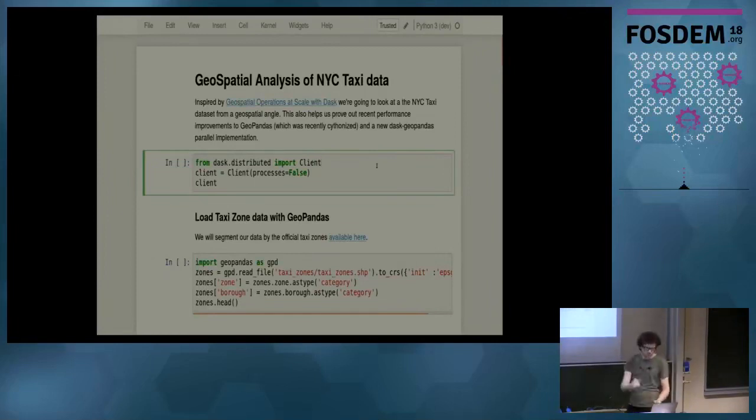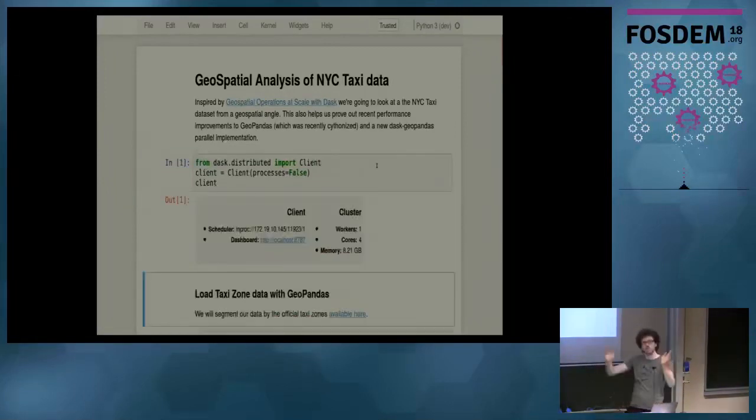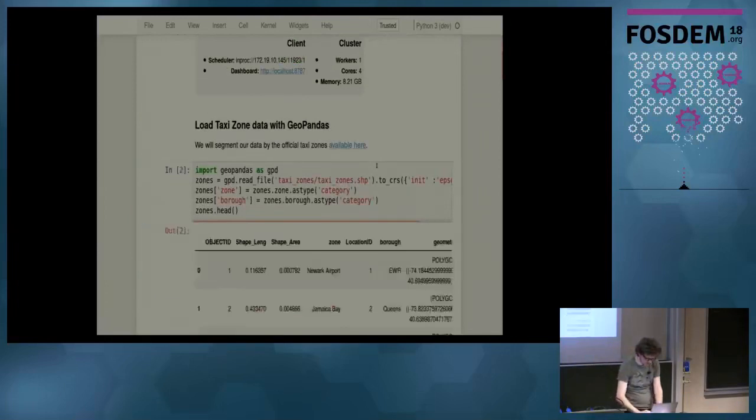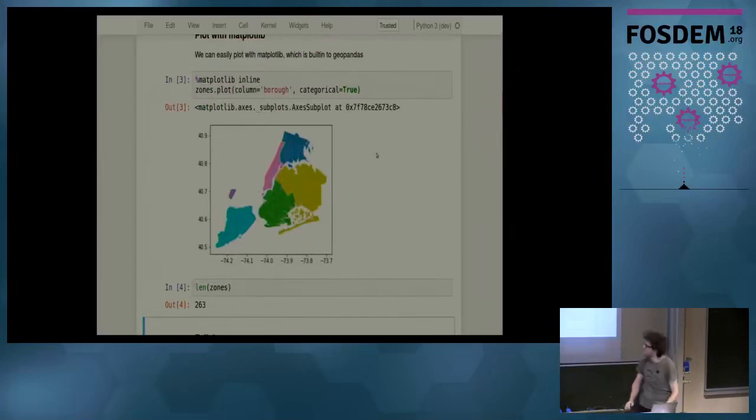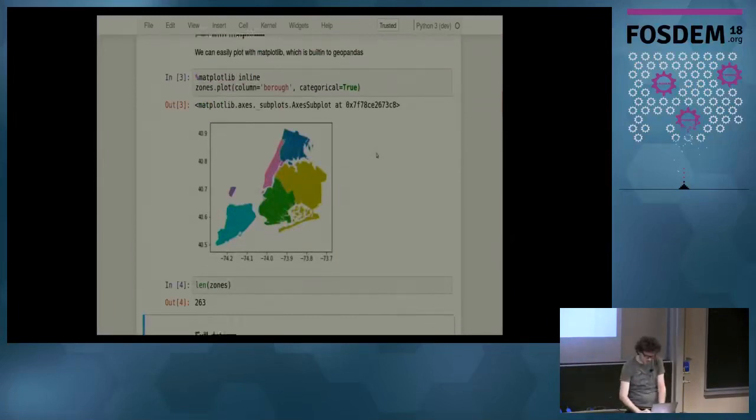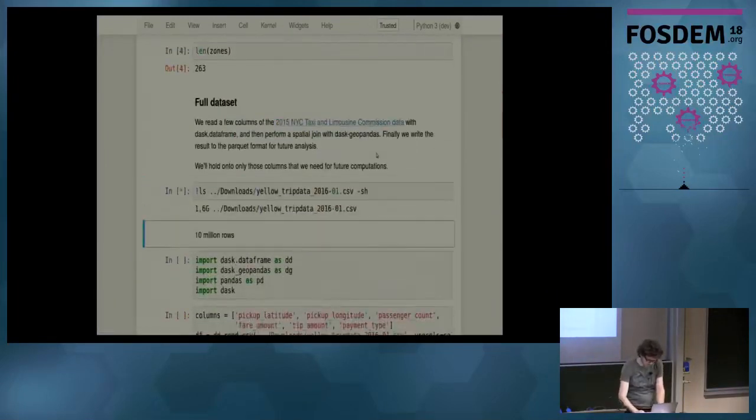And I'm now going to run it in parallel on the 4 cores of my machine. So it created a kind of cluster. Of course, on my machine it's not a real cluster because I only have one worker with 4 cores. But I want to show you, so these are the different zones. There are 263 zones. So it's a data set of 1.6 gigabytes, around 10 million rows.